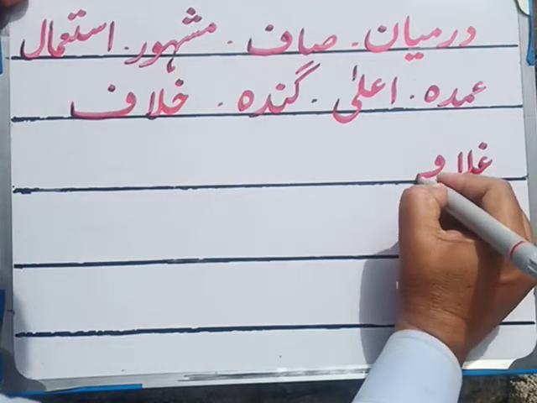Next word is ghalaf. This word is used for the meaning of cover. Everything is covered with something. As you know that we use cover for our mobile, Quran Pak, and also Kaaba. We change ghalaf of Kaaba every year.